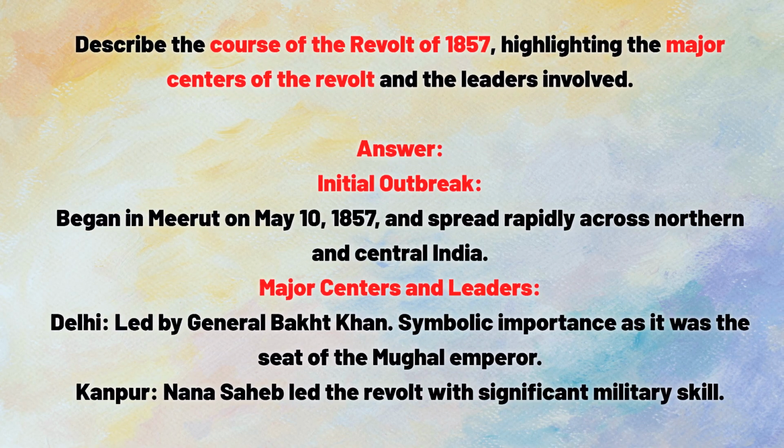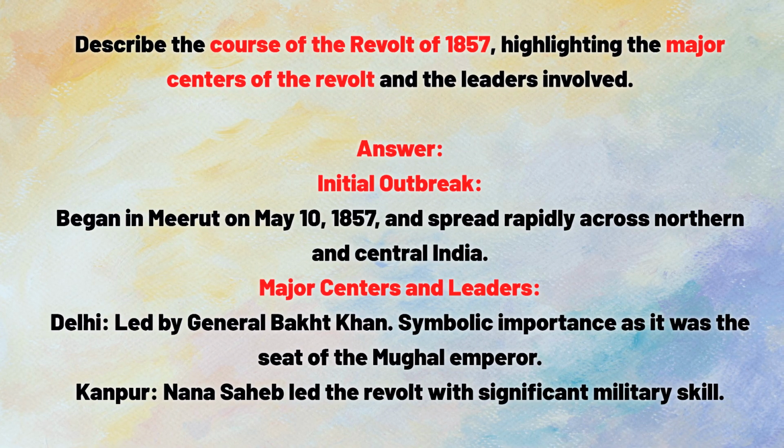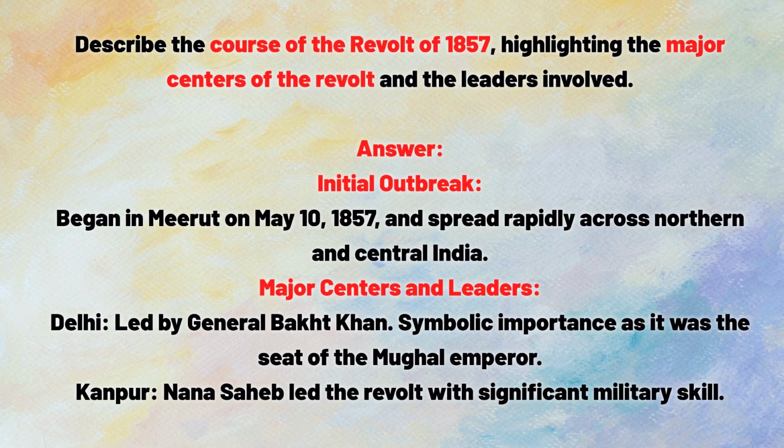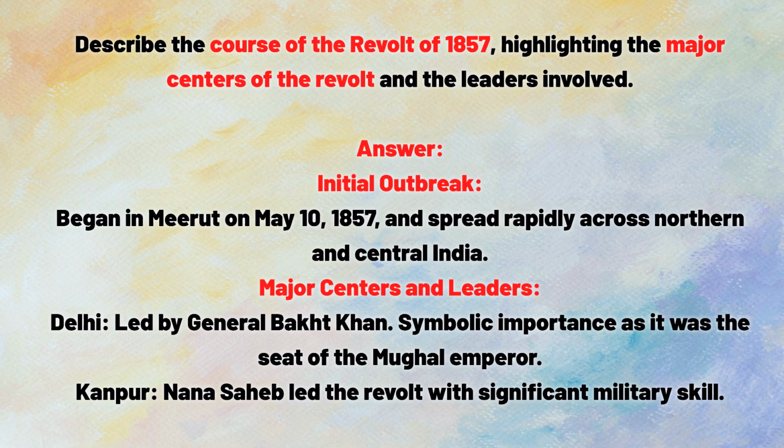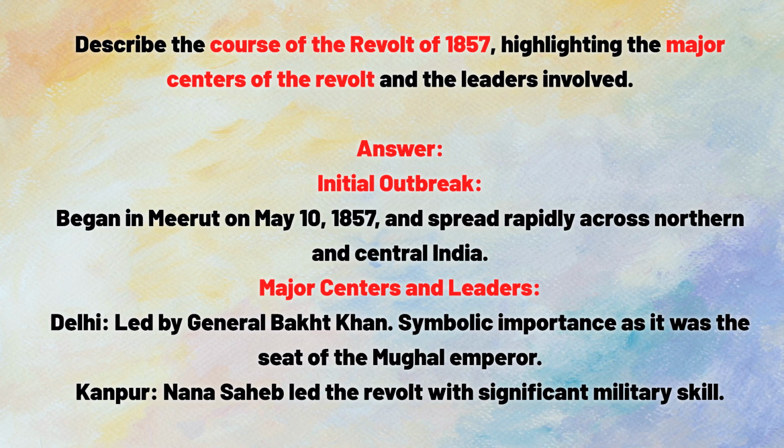Describe the course of the revolt of 1857, highlighting the major centers of the revolt and the leaders involved. Answer: the initial outbreak began in Meerut on May 10, 1857, and spread rapidly across northern and central India.